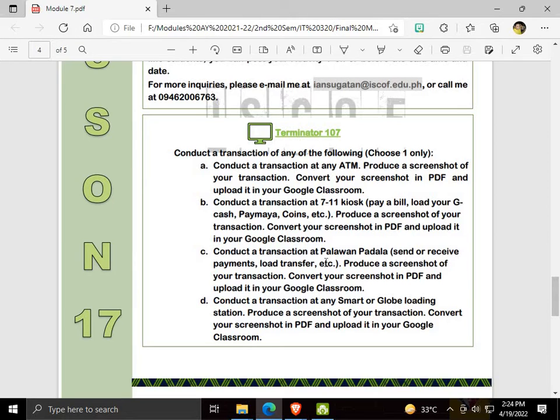Or if you don't like A, you can go to B. B is conduct a transaction at a 7-Eleven kiosk. What are you going to do? Here are examples of the things that you're going to do for the 7-Eleven kiosk.